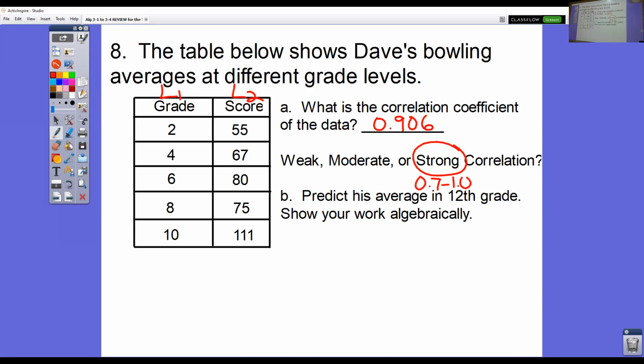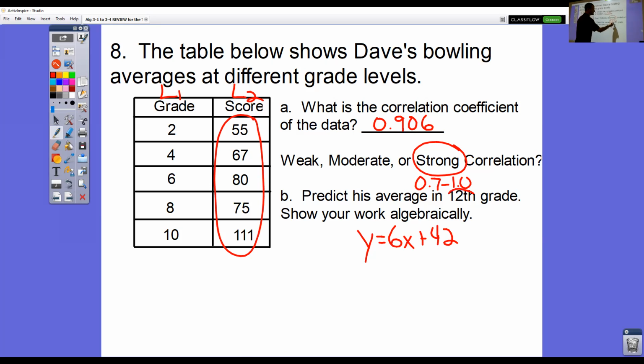Predict his average for the 12th grade. All right. Well, show your work algebraically. In our linear regression formula, when you did the calculate for your A and your B, notice that these are rounded to the nearest whole number. So that's what we want our equation to be like. You should get a linear regression equation of y equals 6x plus 42. 6 was your A value and 42 was your B value.